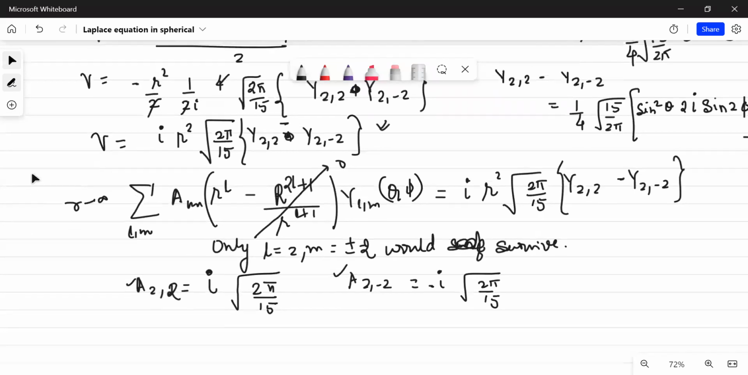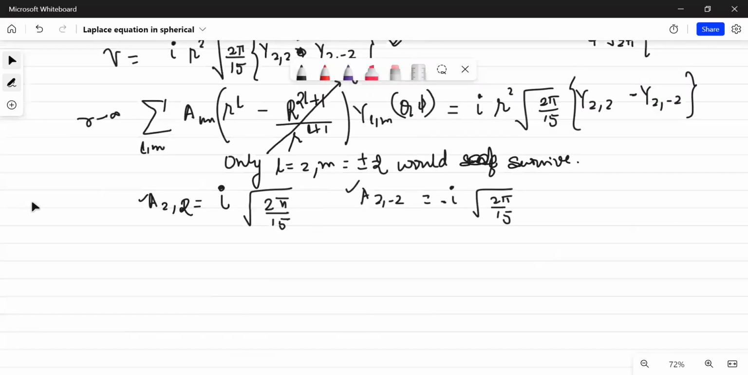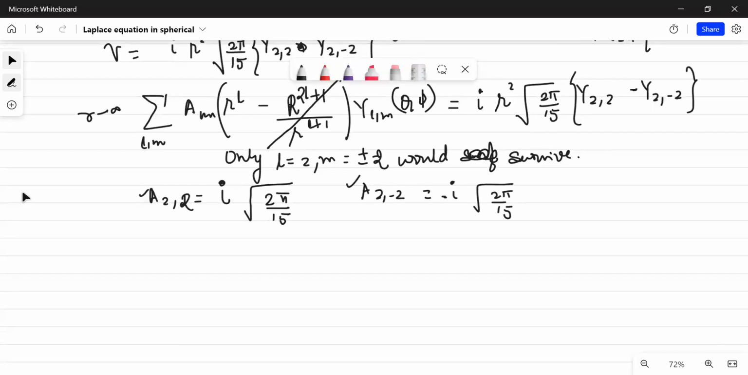Okay, now this is something that we have done as r tends to infinity. So in general we are only left with the terms A22 and A2 minus 2. So I can only have terms B22 and B2 minus 2. So what was B22? B22, if I remember, it was minus of A22 r to the power 2L plus 1. So instead of 2L plus 1, I'll write 5 here. And similarly, I'll write here minus of A2 minus 2, and you will have r to the power 5.